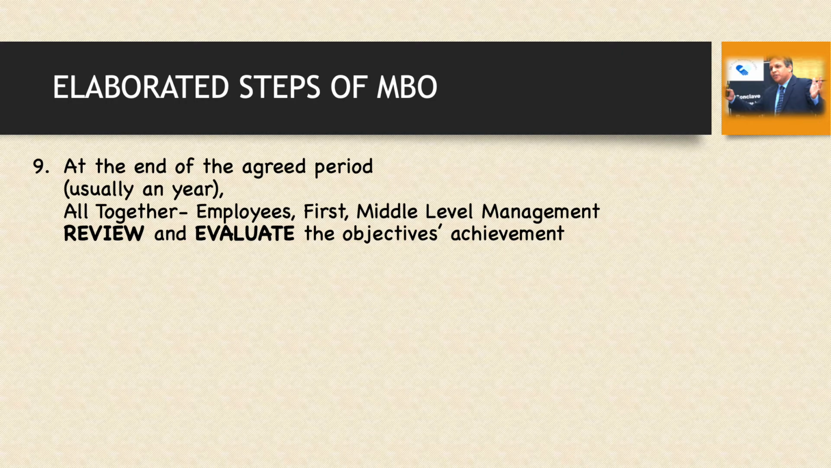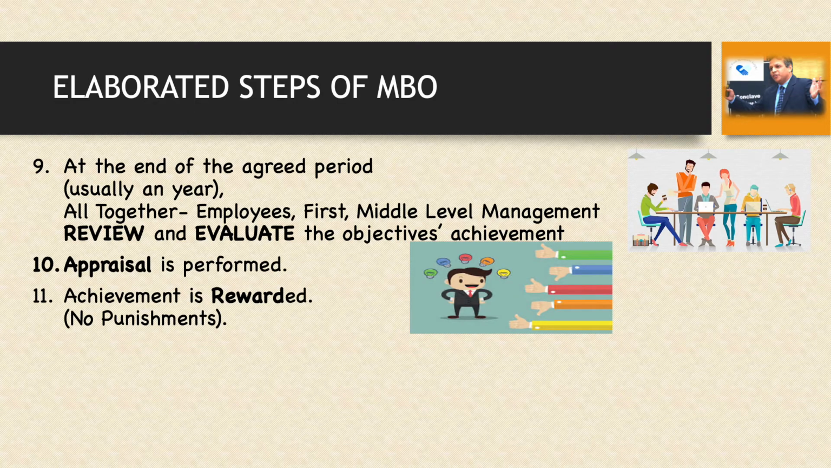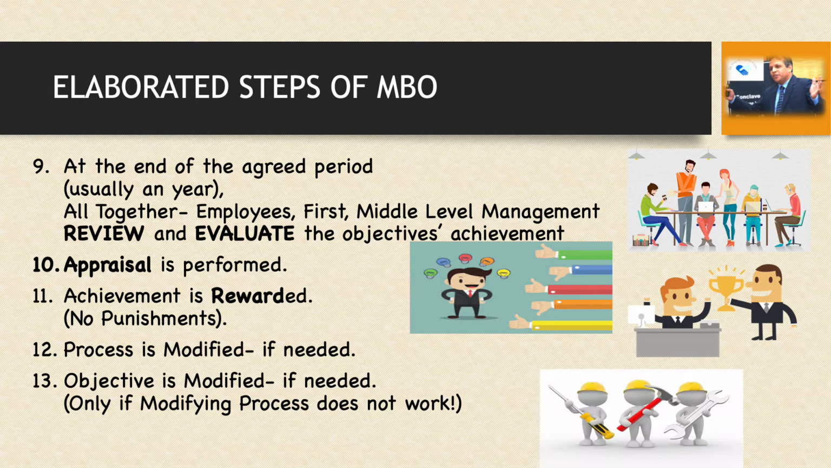At the end of the agreed period, usually a year, all together the employees, the first and the middle level management review and evaluate the objectives achievement. Then appraisal is performed. Achievement is rewarded. Of course, there are no punishments. Then the process is modified if needed, and the objective too is modified if needed, only if modifying the process alone does not work.